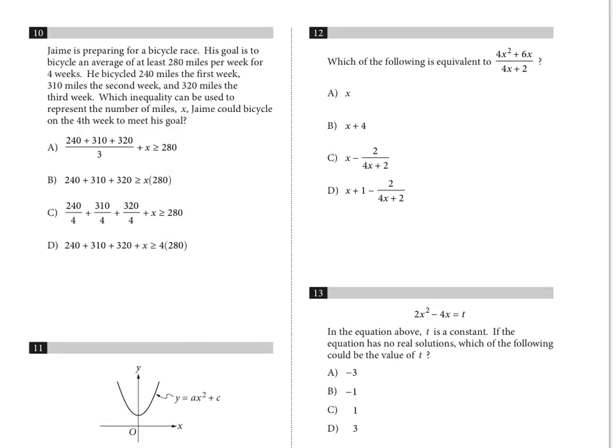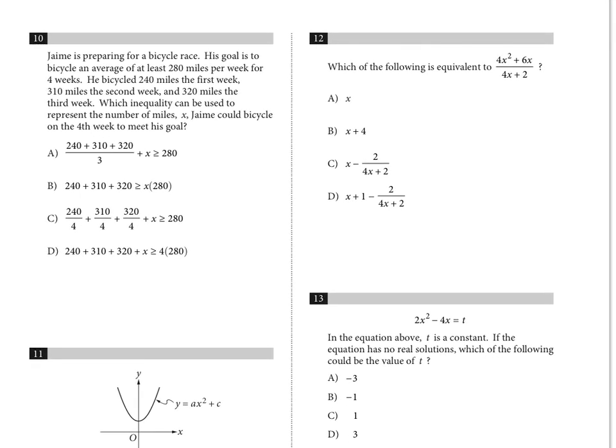Question 10 says that Jamie is preparing for a bicycle race. His goal is to ride an average of at least 280 miles per week. So what that basically means is that, for 4 weeks, he's going to ride 280 times 4 miles. And he bicycled 240 miles the first week, so that's 240 the first week, 310 the second, so plus 310, plus 320 the next week.